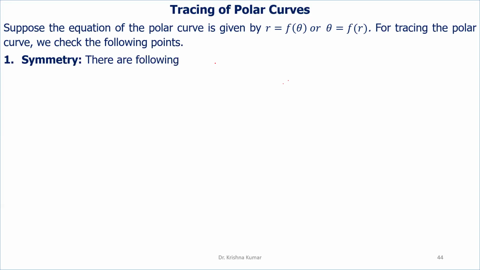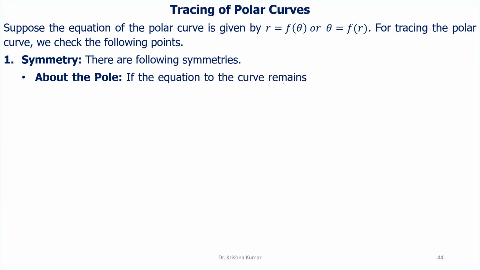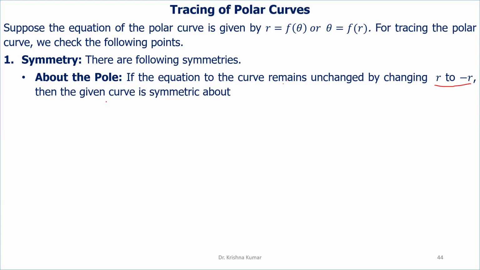First point is symmetry. There are the following symmetries in the polar form. First one, about the pole. If the equation of the curve remains unchanged by changing r to minus r, then the given curve is symmetric about the pole. For example, if we are given r square equal to a square cos 2 theta, and if we replace r by minus r, then minus r square is again r square. So this curve is symmetric about the pole.